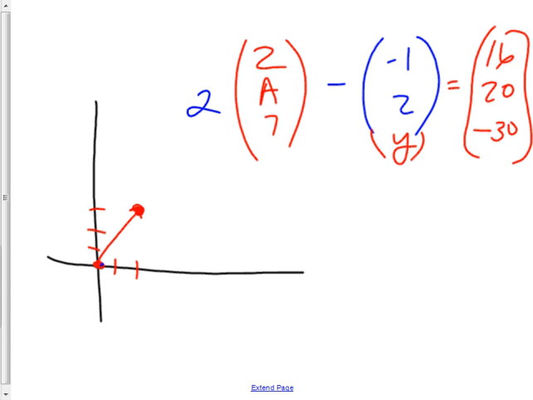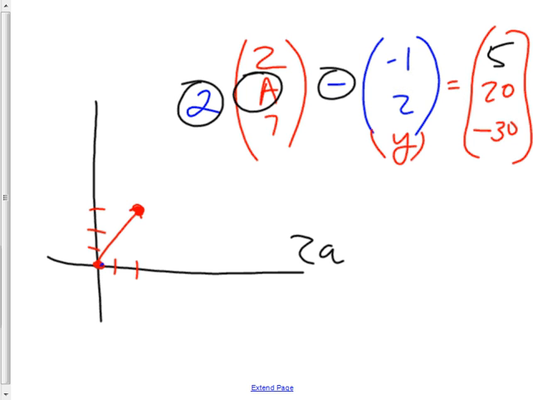2 times 2 is 4, minus -1. 4 plus 1 is 5. That'll be a 5. Sorry about that. But this next one had a variable, so I can make it anything I want. So 2 times A minus 2 has to equal 20. You get I can solve that for A, figure out what A has to be.